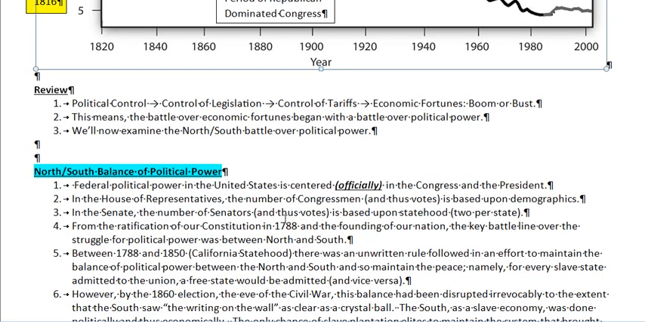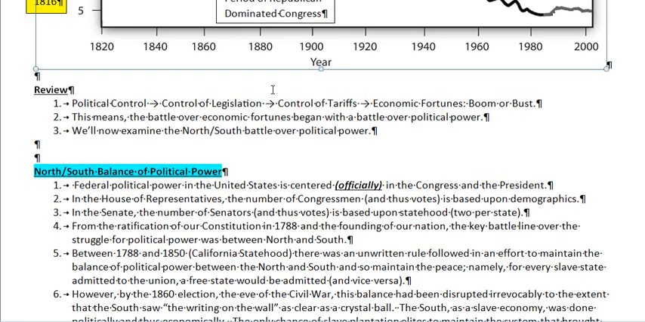So here's a quick review. Political control means control of legislation, and the key legislation in this case was tariffs. That determines the economic fortunes, either boom or bust. Good for the North, bad for the South. This means the battle over economic fortunes began with political power. So it started all back here. Who had political power? But ultimately, the bottom line was economics. Right, how it's affecting your wallet.